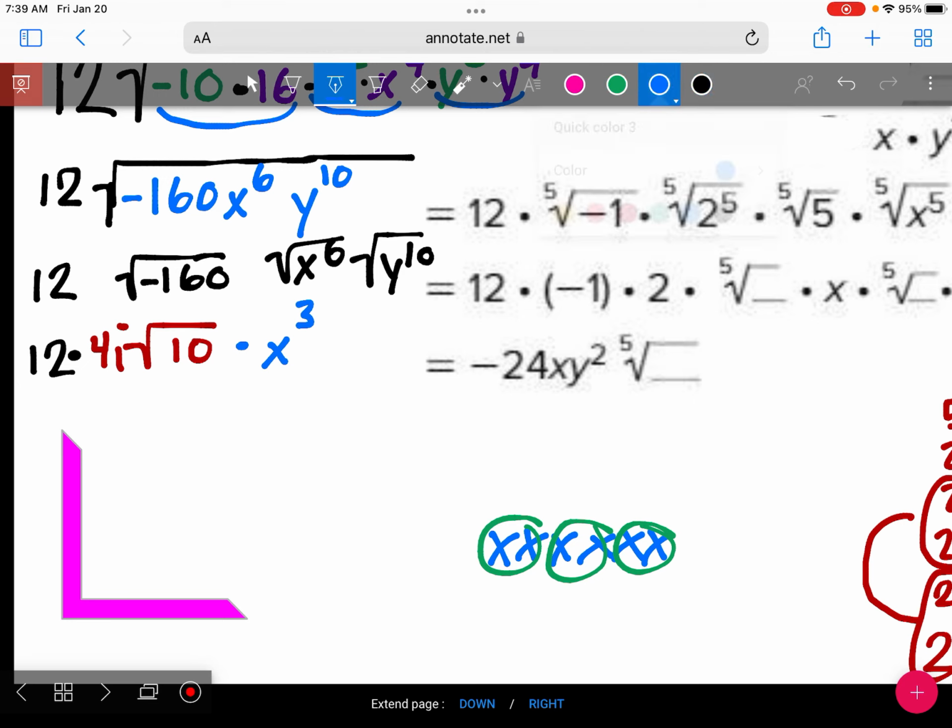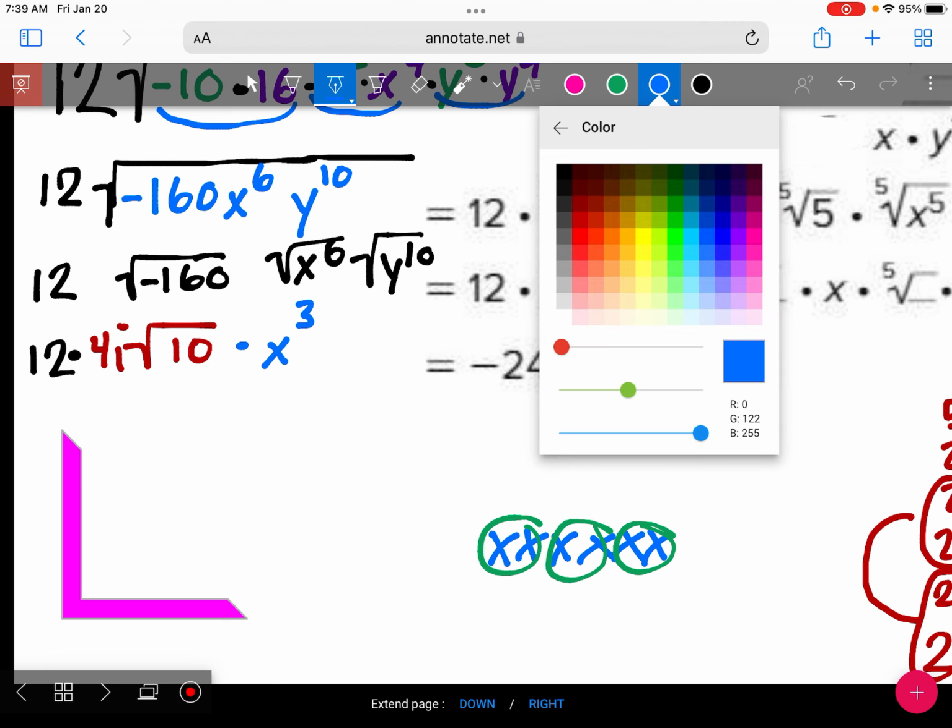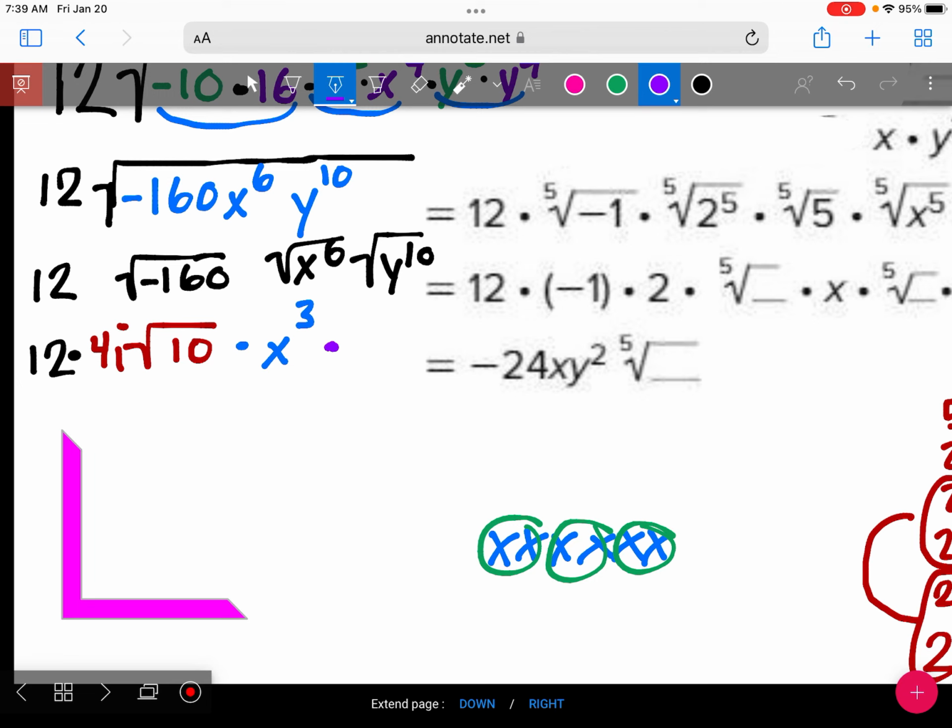And then we're going to do y to the 10th. What is the square root of y to the 10th? Or how many pairs of y's can I make from 10 y's? What?